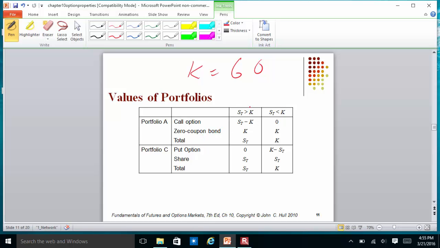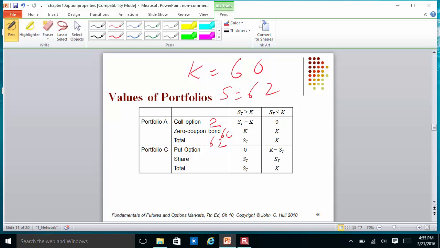Let's say the stock price is greater than 60. Let's say the stock price is 62. For the call option, what you get is $2, 62 minus 60. So if the stock price is 62, you get $2 on the call, and the zero coupon bond is going to give you $60. So overall, you end up with 62.